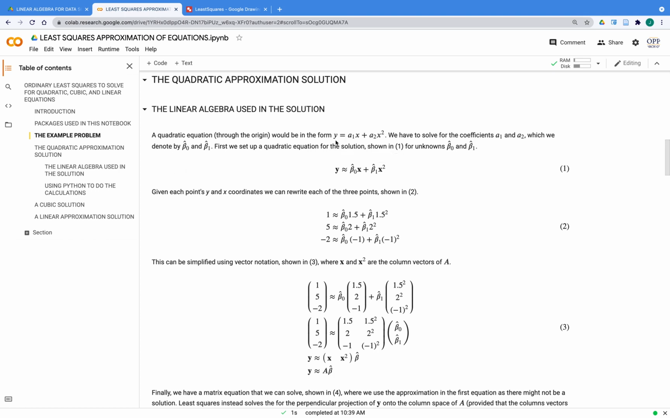And I show you here y equals a sub 1 x plus a sub 2 x squared. That would be a polynomial that goes through the origin. In other words, there's no y-intercept. We're not adding some constant to that. But I have these two coefficients, a sub 1 and a sub 2. So for instance, 3 equals -4x plus 2x squared. Now that is a polynomial and it might go through those points. We need to solve for those coefficients.